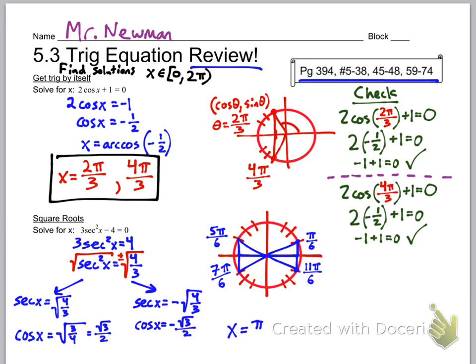That means that there are 4 solutions: pi over 6, 5 pi over 6, 7 pi over 6, and 11 pi over 6. Rather than checking all those on the video for the sake of time, I'm just going to check one of them. Pick one at random. I chose 5 pi over 6.